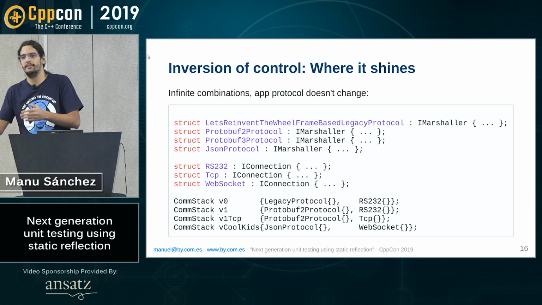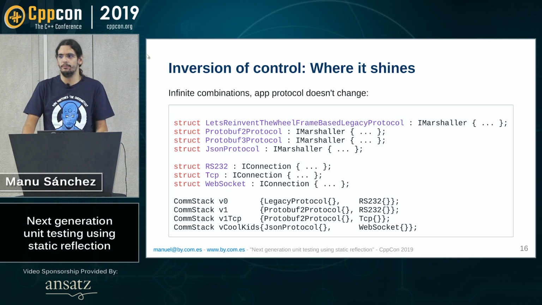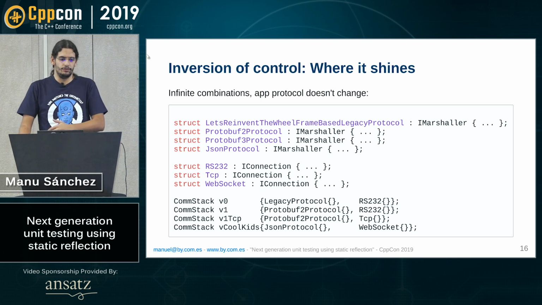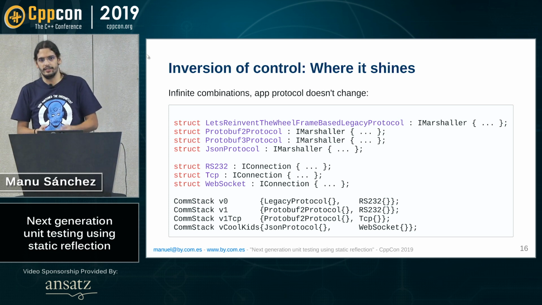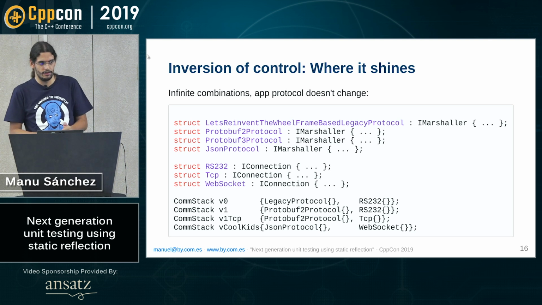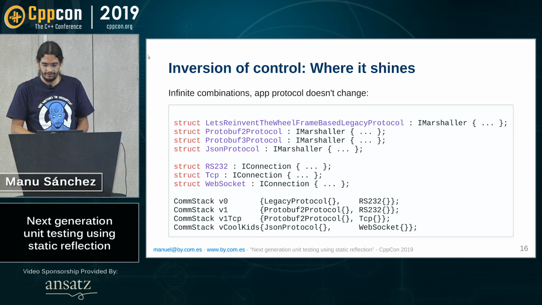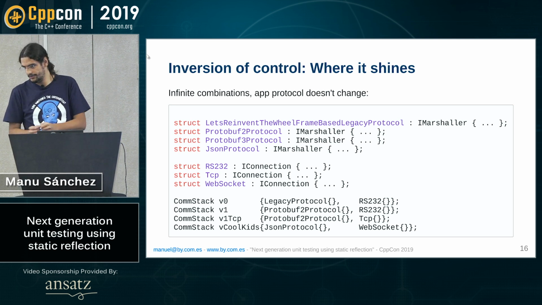You could have a device that works with a TCP connection, but the payload is sent as JSON. You could have a WebSocket that uses protocol buffers 2, whatever. But the implementation of the communication stack is exactly the same. Nothing changes. So dependency injection has its use cases. I'm talking only about dependency injection for testing.